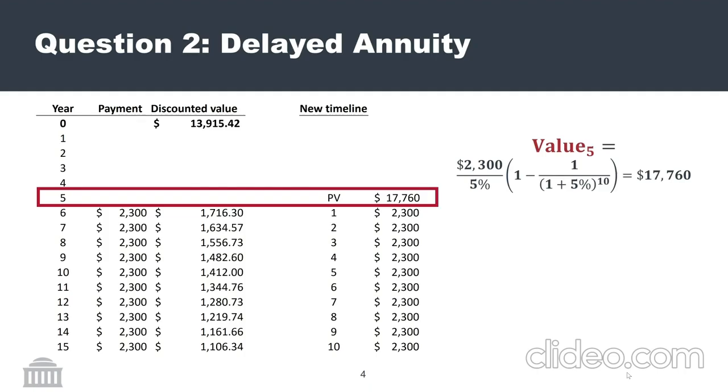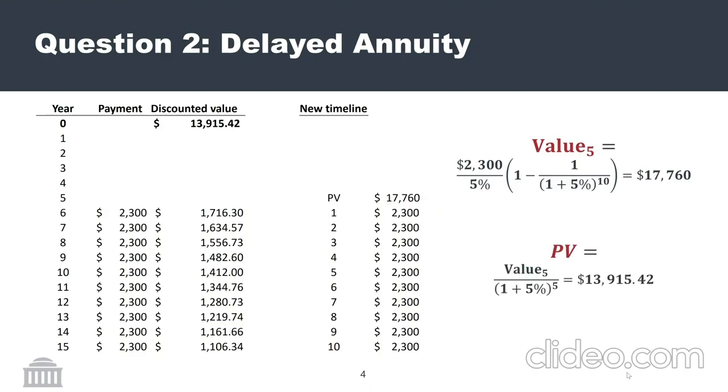To find its present value, we need to discount it by dividing it by 1 plus our interest rate, 5%, raised to the power of 5. By doing so, we get $13,915.42. This is exactly the same answer as we obtained by discounting each payment manually. The stream of cash flows we studied in this question represents a delayed annuity.